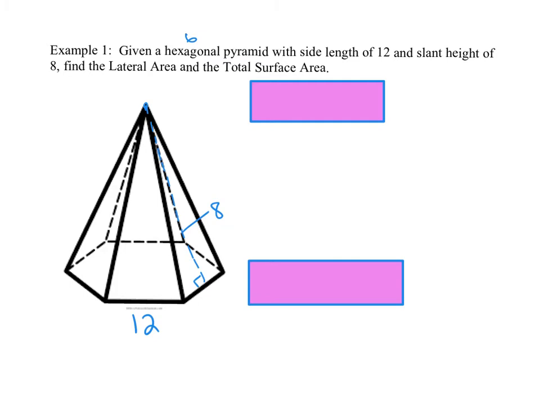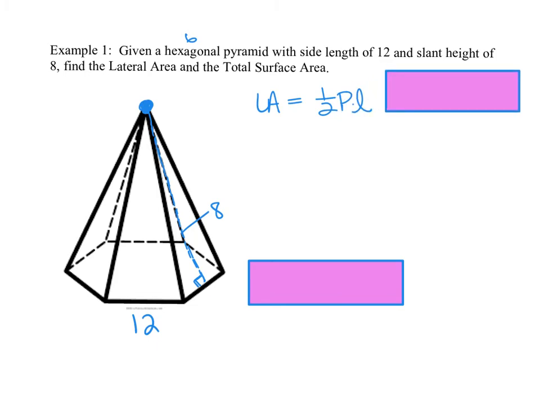Notice the slant height started at the vertex of the pyramid and went along the face, and I drew it perpendicular. Okay? So I'm going to find lateral area first. For lateral area, we need to find the perimeter of the base and the slant height. Well, that's pretty straightforward. We have 12 is the side, and we have 6 sides because it's a hexagon, so that gives us 72. So we have 1/2 perimeter of 72 times a slant height of 8, and if we multiply that all together, we should get a lateral area of 288.